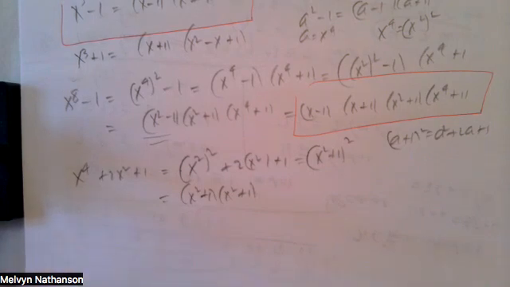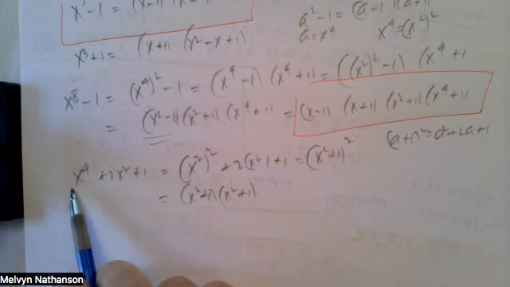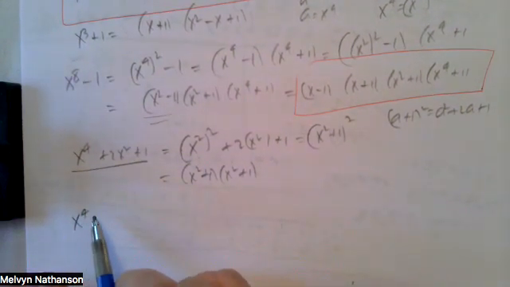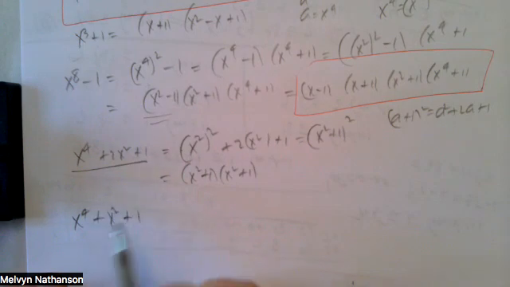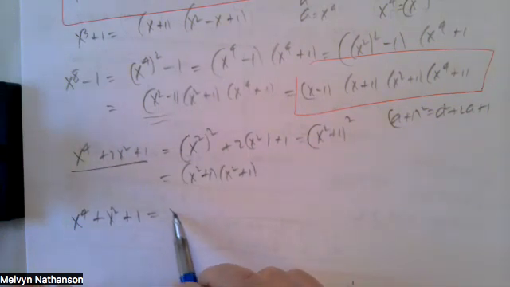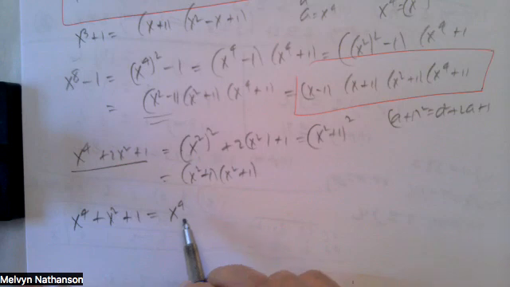Okay. Now, a polynomial that looks similar to this is x to the 4th plus x squared plus 1. And it's not so obvious whether there are factors, but there is a certain trick you might see if you stare at this for a long time.